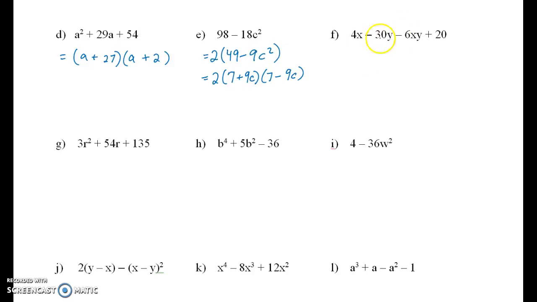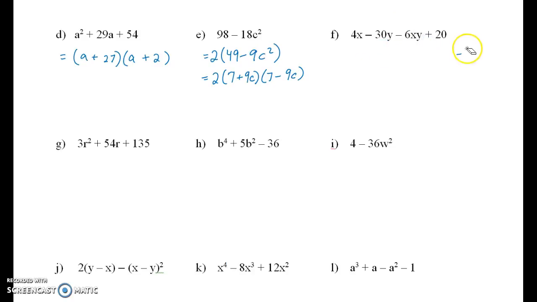Letter F, we have 4 terms. All right, so our first bet is to try pairing them up and looking for common factors. When I take the 2 out of this pair, I get x minus 15y. When I take the 2 out of this pair, I get 3xy plus 10. And those two brackets are nowhere near the same. So we've got to scratch that and say we better change the order.